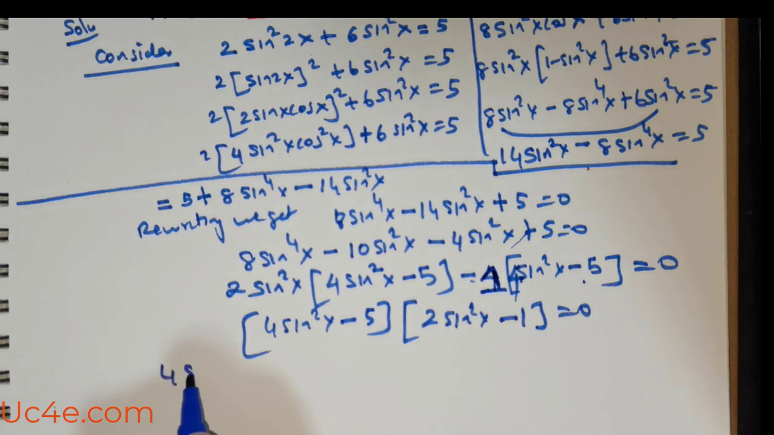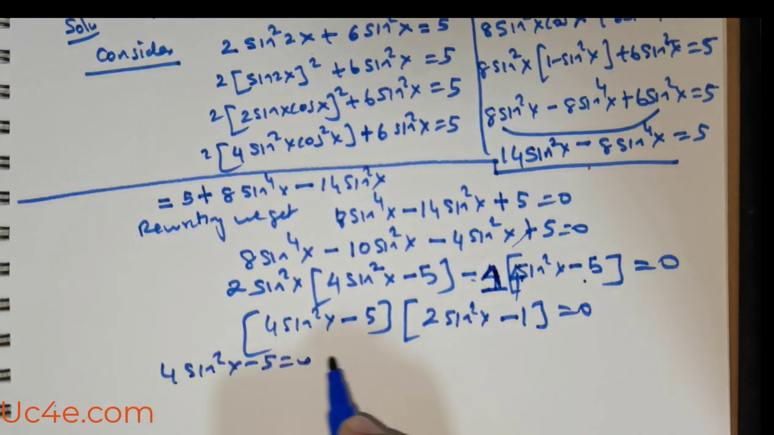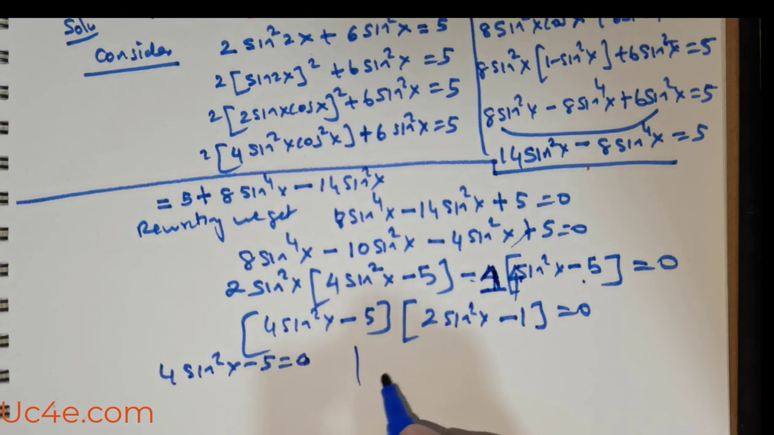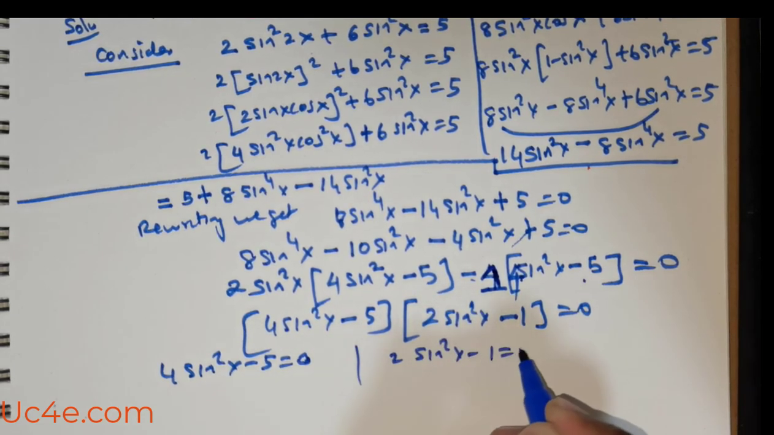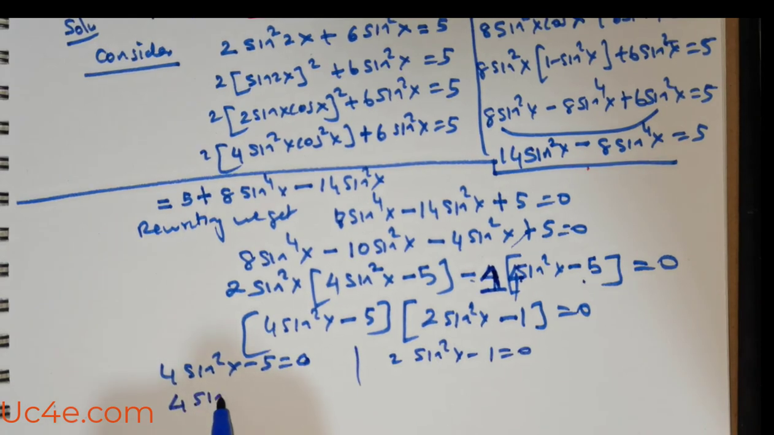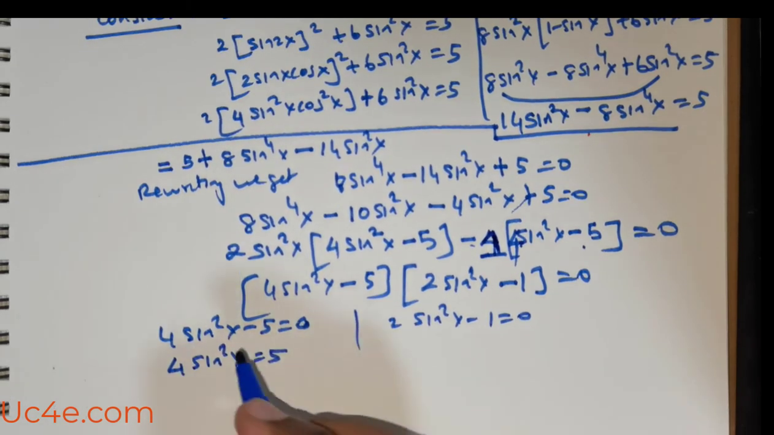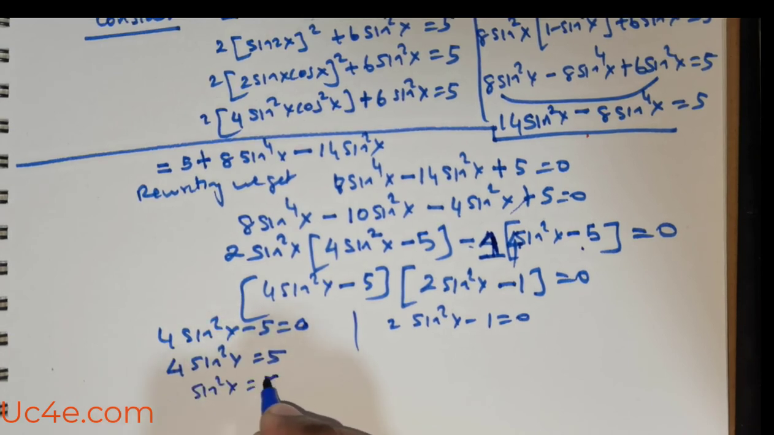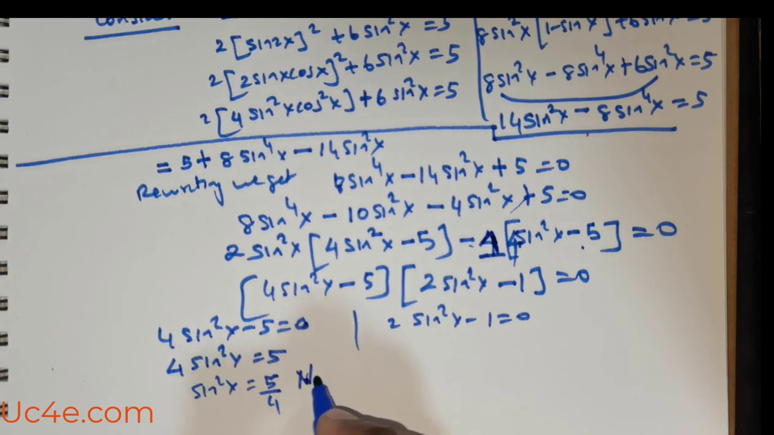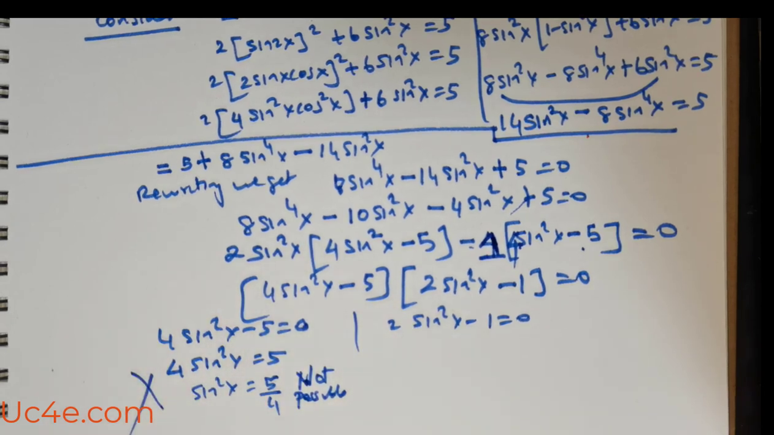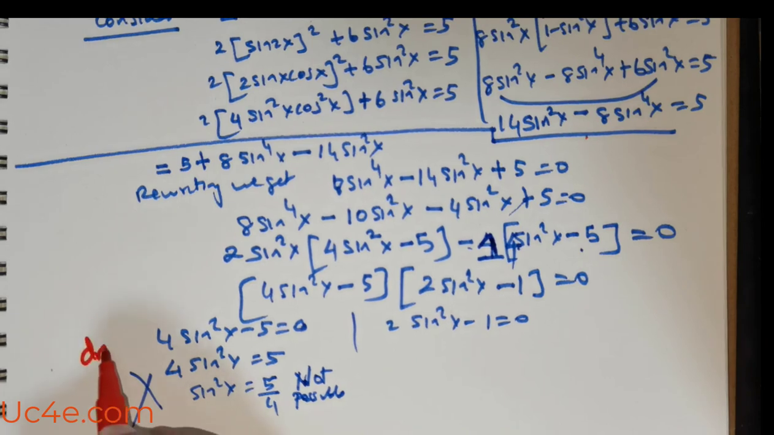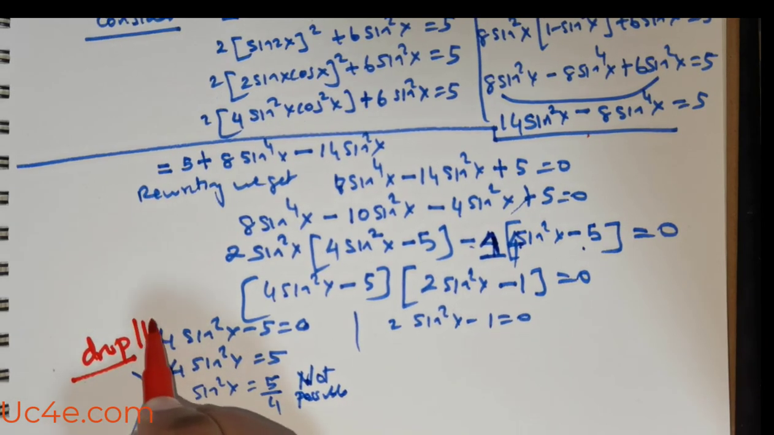Now this would mean 4 times sine squared x minus 5 is equal to 0, and 2 times sine squared x minus 1 is equal to 0. From here, 4 times sine squared x is equal to 5, which means sine squared x is equal to 5 divided by 4, 5 over 4. This is greater than 1. So that means no solution. The solution cannot exist here because this value 5 divided by 4 is greater than 1. So we have to drop this.